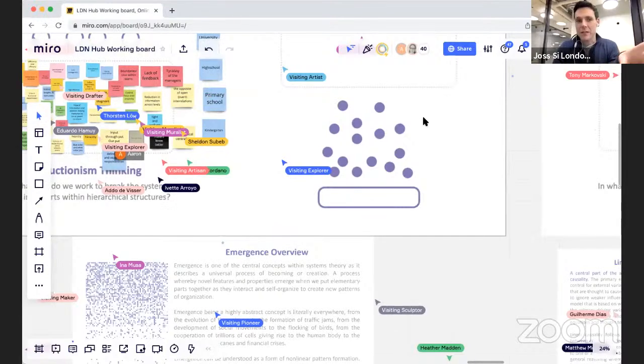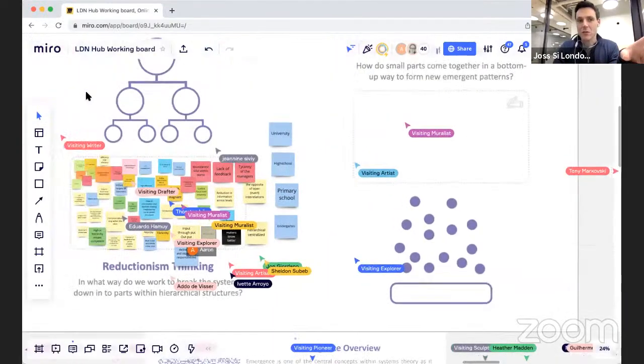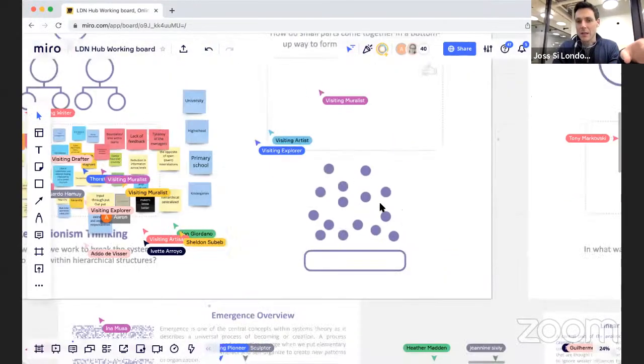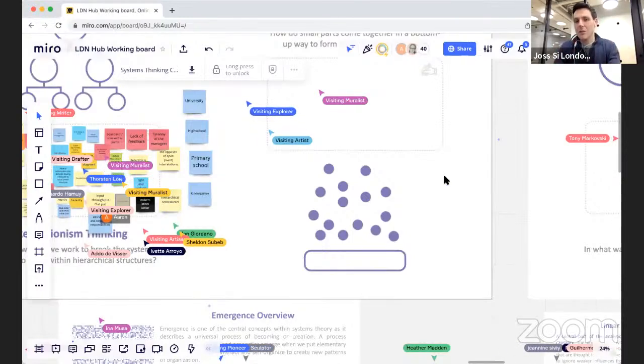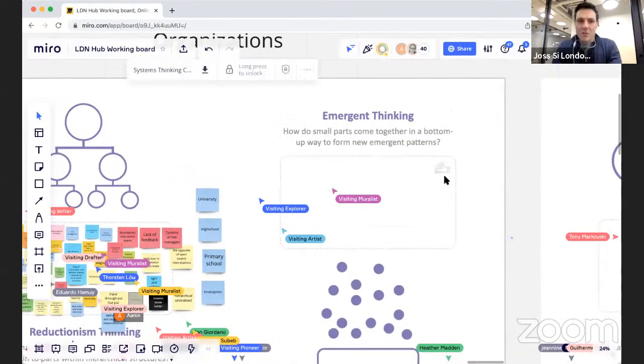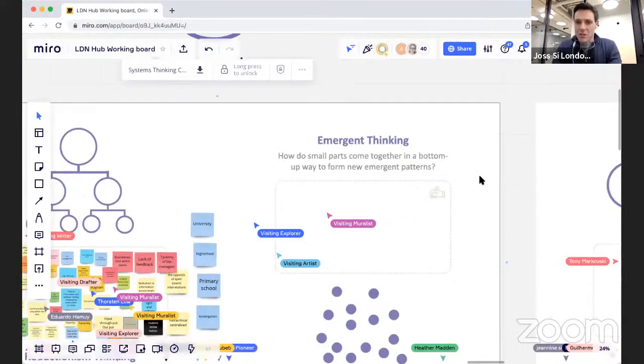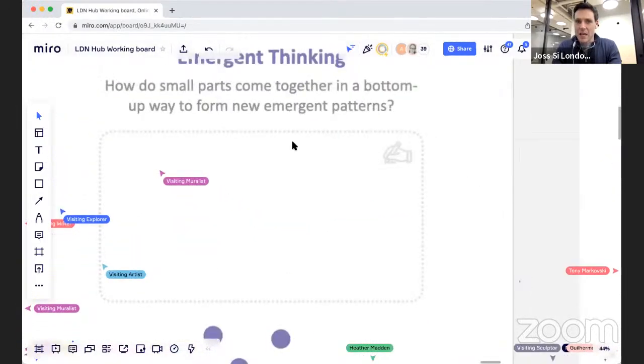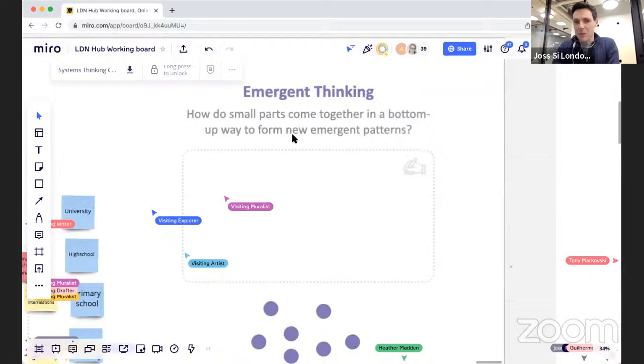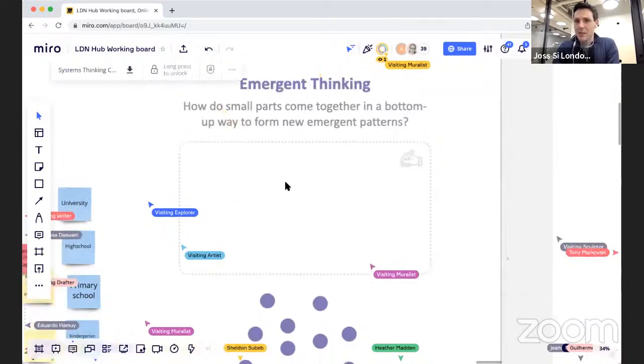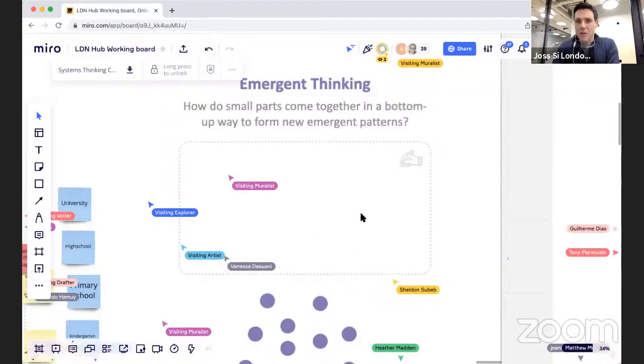No one's in control, right? Doesn't look like this over here at all. It looks a bit like this. They're interacting locally, something's emerging. So what would that look like in the context of organizations? This emergent thinking. How do small parts come together in a bottom-up way to form new emergent patterns? Let's take a couple of minutes to do that.